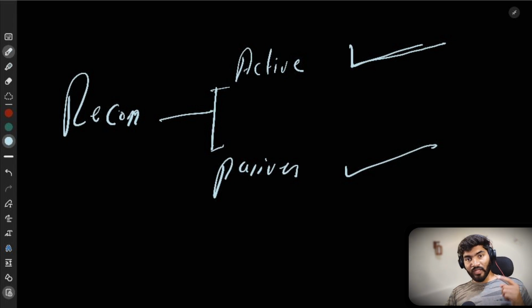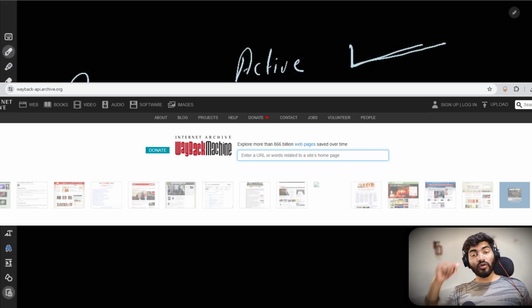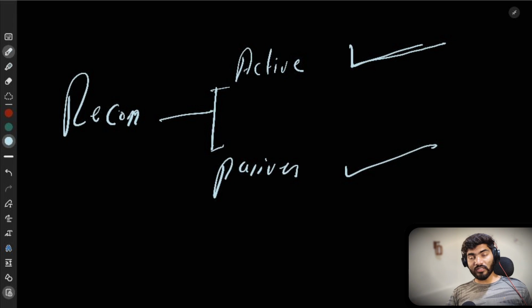That's the first. The second method is that we can use the Wayback Machine to get the older version of the website, so that we can check how the older website looked, and which libraries or patterns they were using. It will be a little easier to plan or select our attack surface, right? So that's passive reconnaissance.